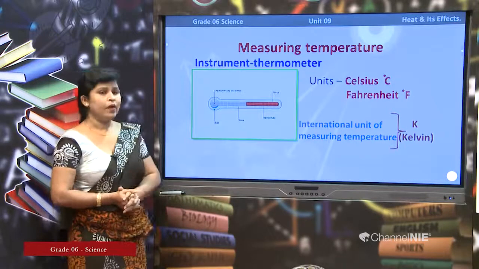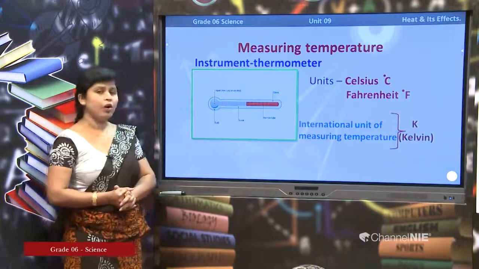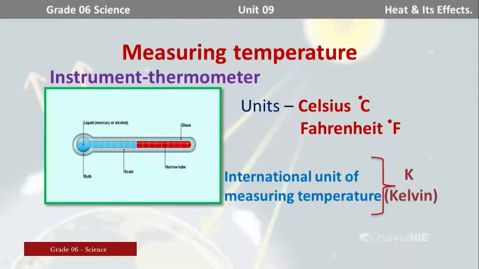Right. Now I have given you a diagram of a thermometer. You can observe that the thermometer has a glass tube. The thermometers are made of glass. It has a glass tube and the glass tube is calibrated. At the end of the glass tube there is a bulb. Sometimes the bulb is filled with mercury and sometimes the bulb is filled with alcohol, right?